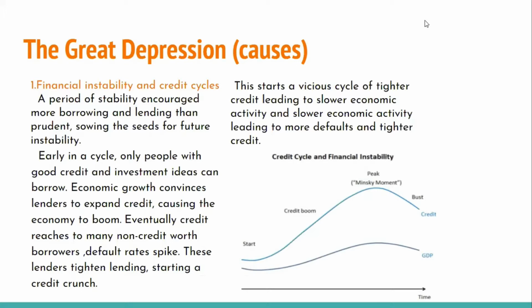So in 1929, the stock market crash caused uncertainty among consumers about the economy. This caused many to stop buying medium and long-term goods, which slowed down economic activity.